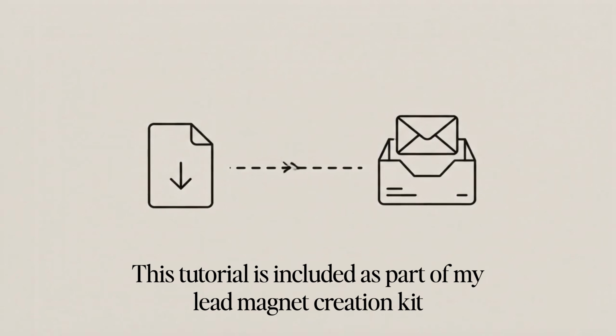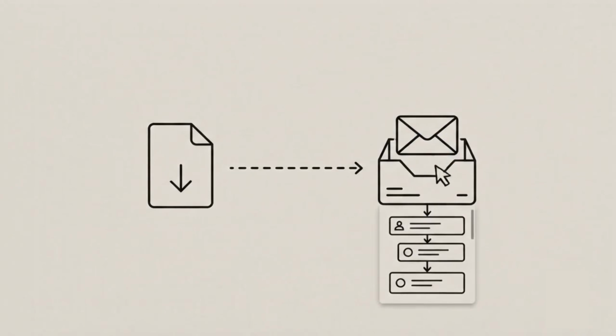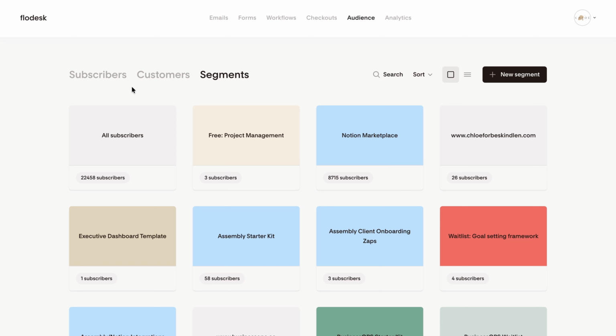In this video, I'm going to be walking through how you can deliver a lead magnet through an email provider. This may look a little bit different depending on your email marketing provider, but a lot of the steps are the same and a lot of the capabilities in these platforms are the same as well. So to get started, I'm going to come into Flodesk, click on audience, click on segments, and I'm going to create a new segment for this lead magnet.